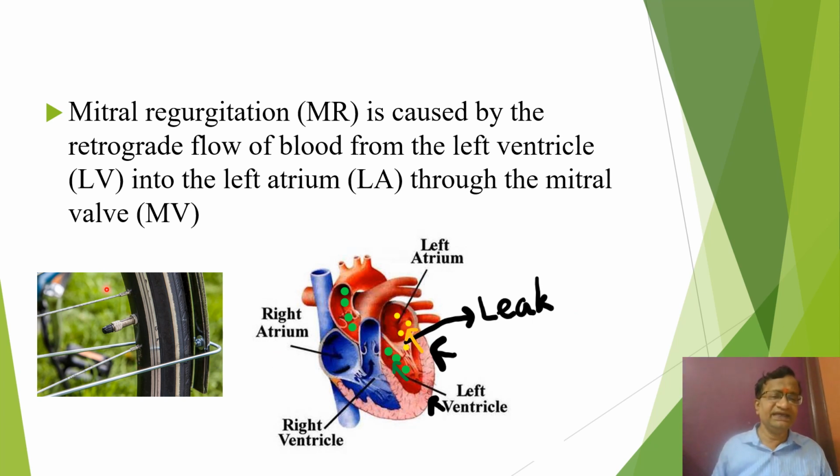Now you see, any valve will allow flow from one side only. It will not allow flow from the other side. So that is a valve. If it flows from the other side also, then it becomes a regurgitant valve. Similar to this is a mitral valve.